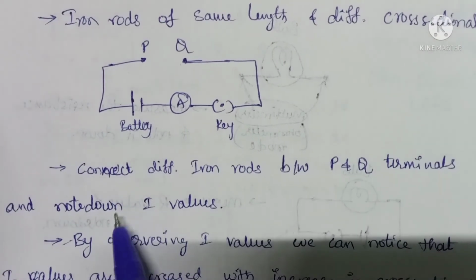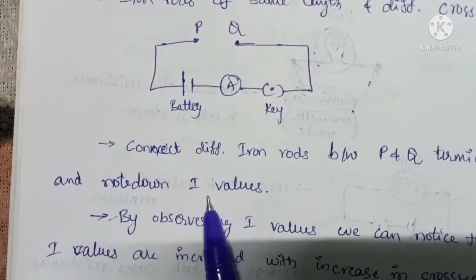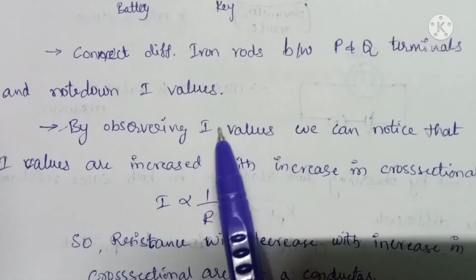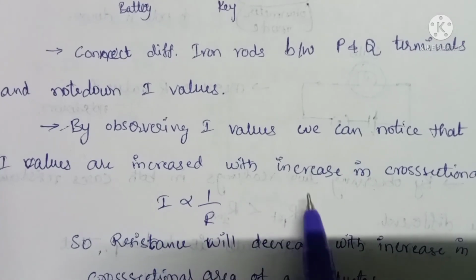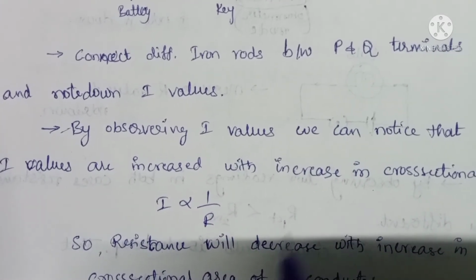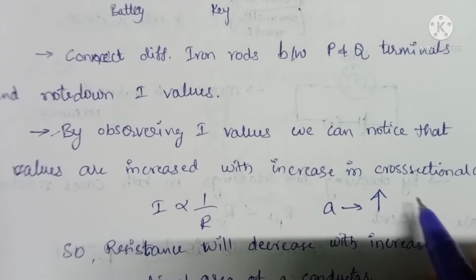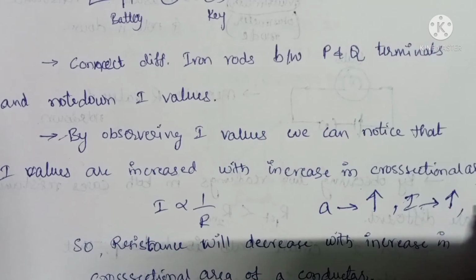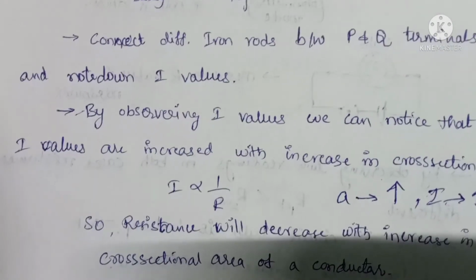Connect different iron rods between the P and Q terminals and note down current values for the different iron rods. By observing the current values, we can notice that the values of current increase. That means as cross-sectional area increases, current also increases. Current increases means resistance decreases.